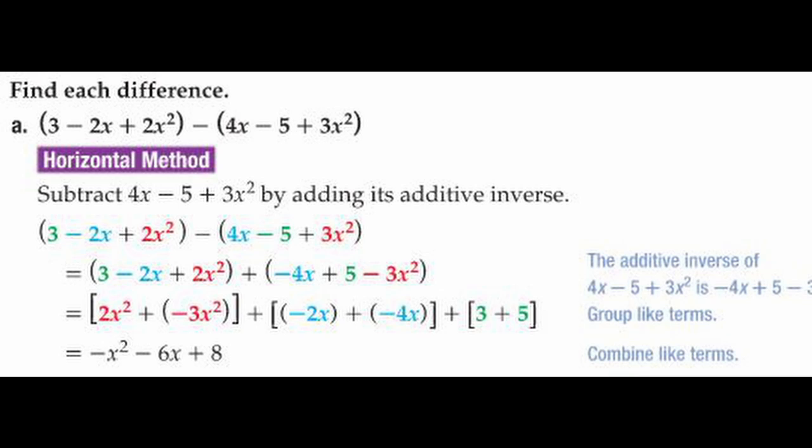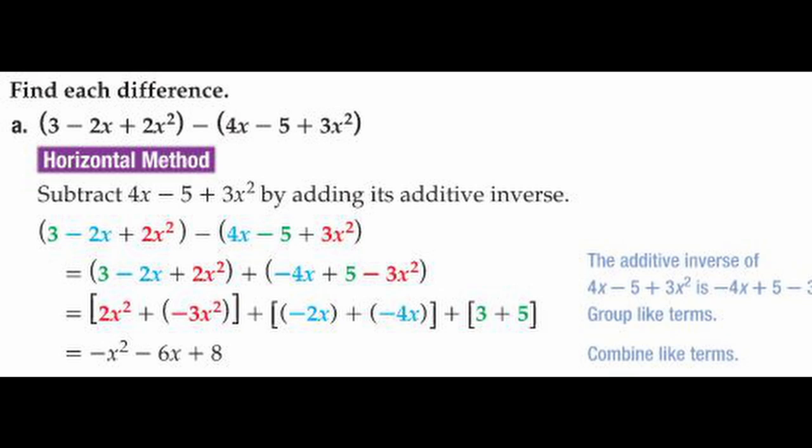Then we're going to do the same thing with the first power variables, which is negative 2x from the first parentheses and negative 4x from the second parentheses. And they get grouped into that second bracket. And then finally, we group the constants together. That's positive 3 from the first bracket and plus 5 from the second bracket, and we're going to put it in here as 3 plus 5.